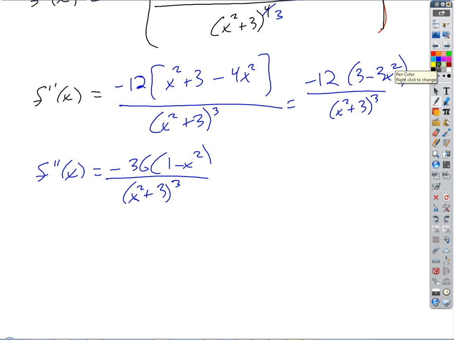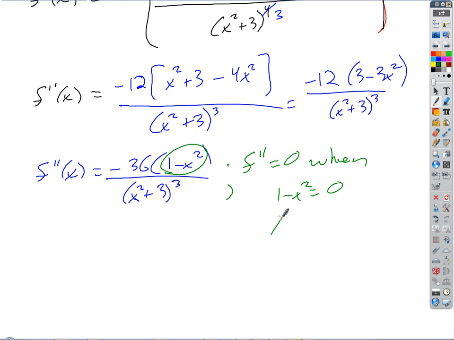So if we're looking for critical numbers, f double prime, now remember this is what I like you guys to do. We'll say f double prime equals 0 when what's true? What's the only part of the top we really have to focus on? It's this part right there. That's a constant, it's never going to change sign. But this could be 0. So it's going to be when 1 minus x squared equals 0, which is when x squared equals 1, which is when x equals what? Plus or minus 1. Okay, so those are my 2 critical numbers, right?